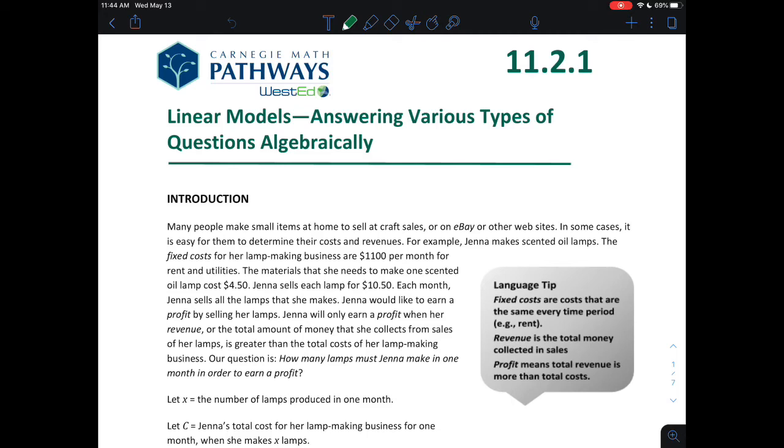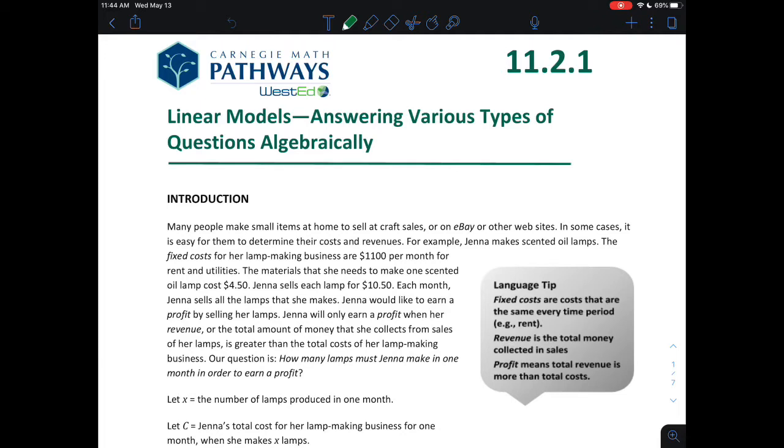Lesson 11.2.1 Linear Models, Answering Various Types of Questions Algebraically. Many people make small items at home to sell at craft sales or on eBay or other websites. In some cases, it is easy for them to determine their costs and revenues.